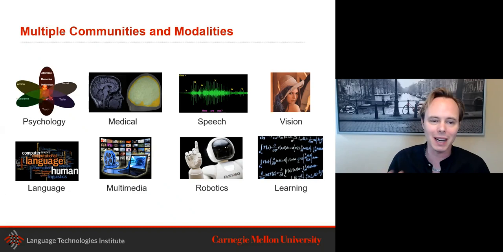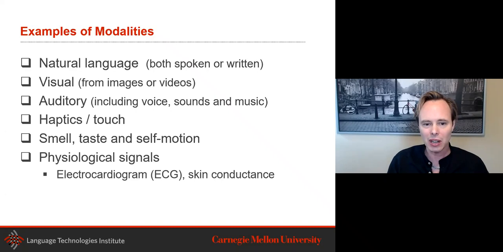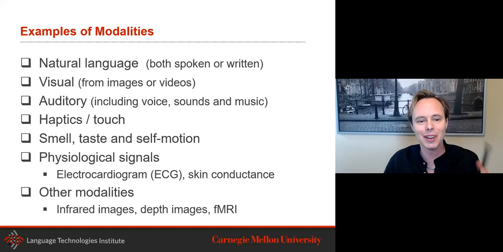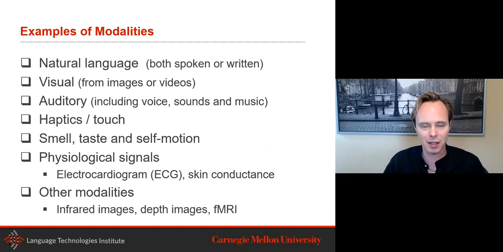So I mentioned natural language, visual and auditory, or verbal, visual and vocal. There's also the touch. If you look at these days, we also have a lot of sensors through the cell phone. You have in the medical field, EEG, and you also have infrared cameras sometimes in some sensors, and we also have fMRI.